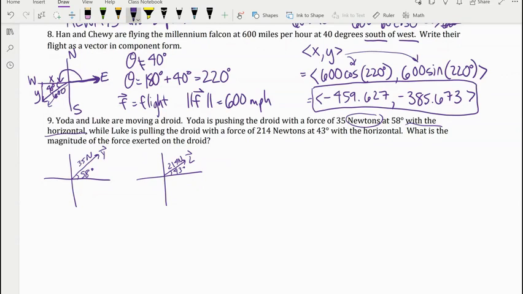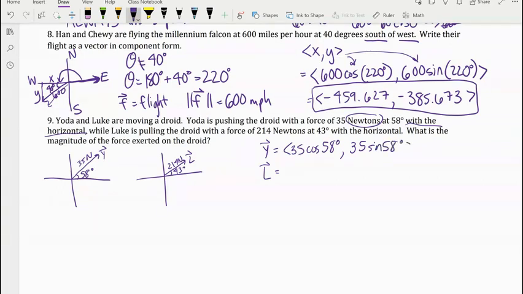You might think, I'm just going to add magnitudes, but you do have to take into account the angles when you're finding the total magnitude of the force. So we drew two different pictures, and we're going to write both Yoda and Luke in component form. So Yoda is going to be 35, the magnitude times cosine theta, just like we learned in the last problem, and then magnitude times sine theta.